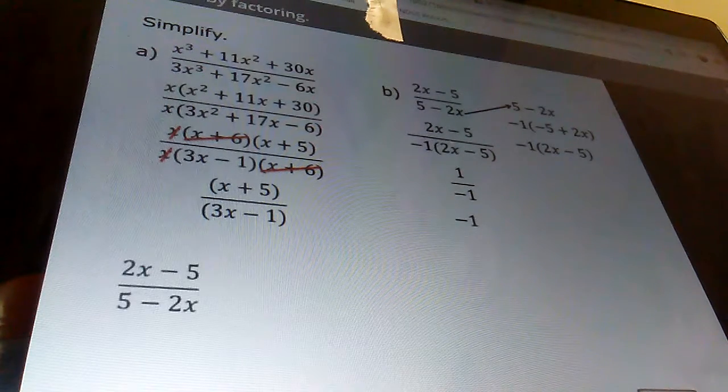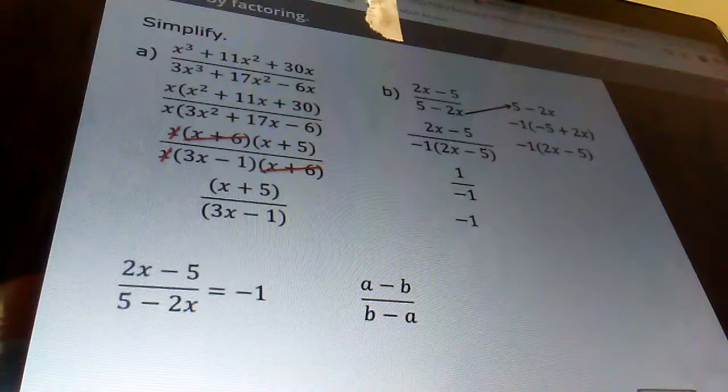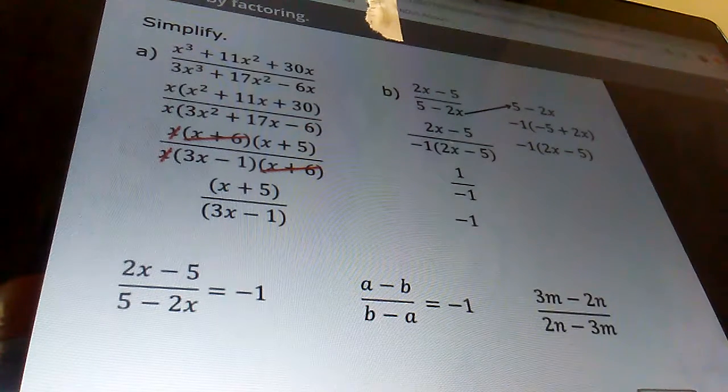This problem is an example of a special case when simplifying rational expressions. There are some things we can look for that will help save time in the future. First, check to make sure that the entries are the same, just in reversed order. Next, check that those signs are both negative. So for instance, if we had a minus b over b minus a, we know that would be negative 1. If we had 3m minus 2n over 2n minus 3m, we would know that is negative 1.